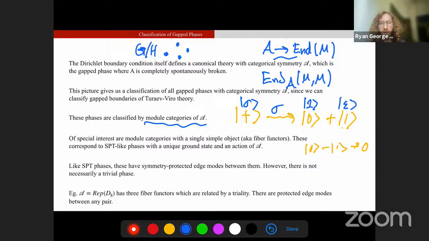And it would be like some category of vector spaces labeled, graded by G, H, something like that.